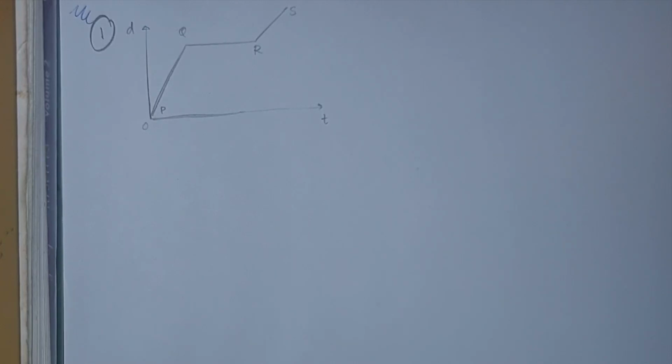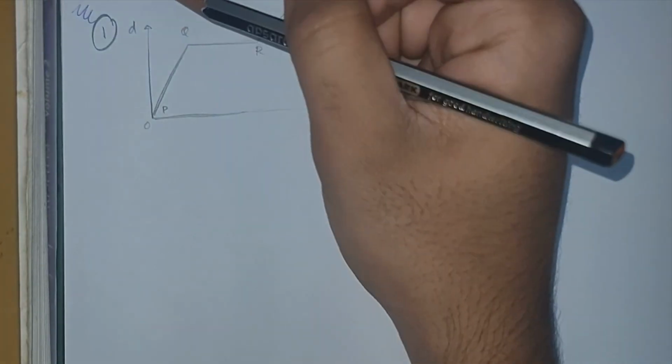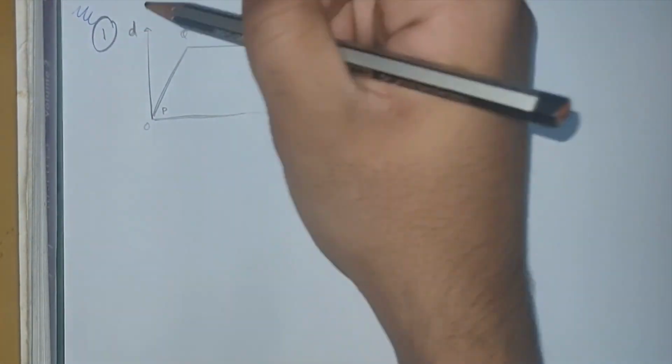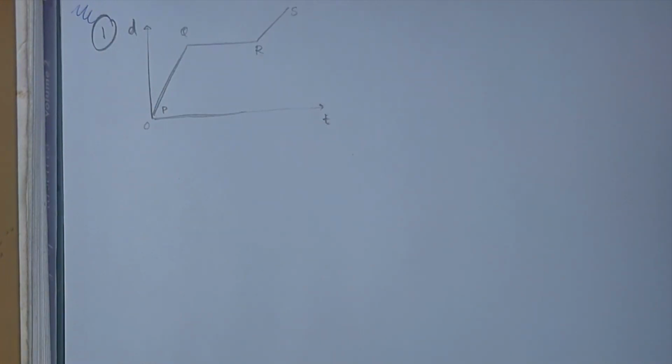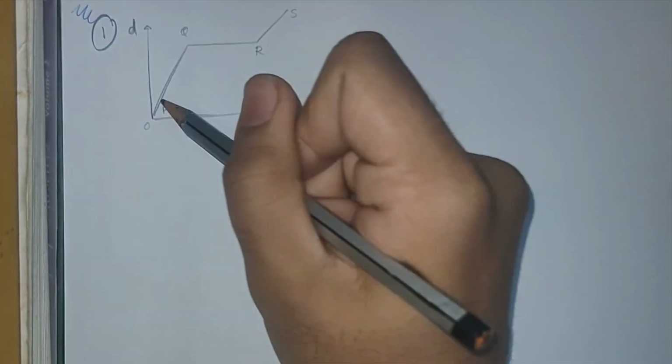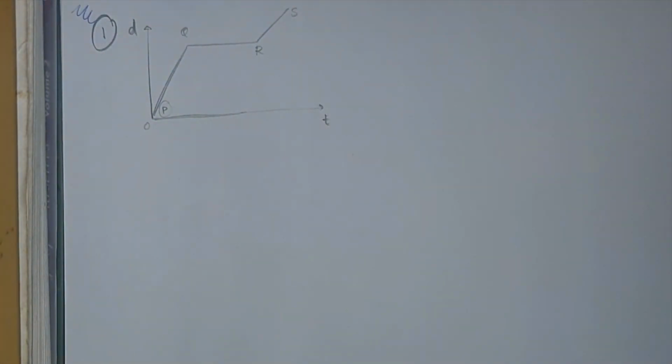Okay, question number 1. We have been given a graph. The question says the graph shows how the distance traveled by a vehicle changes with time. So we have a distance time graph. On the y-axis we have the distance, and on the x-axis we have time. And secondly, there are 4 points on the graph: P, Q, R and S. These are maybe stops in distance.